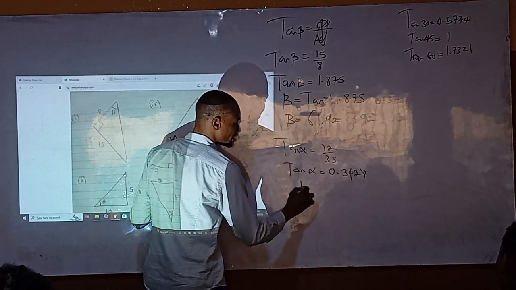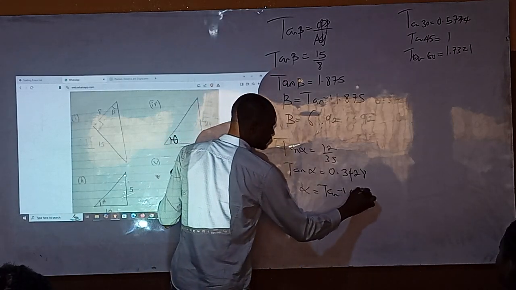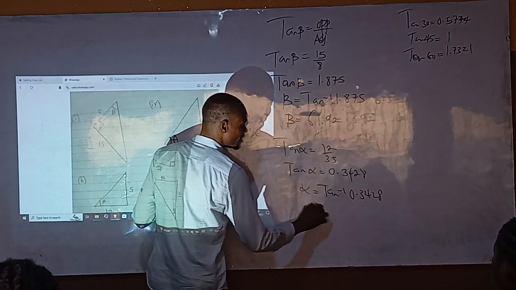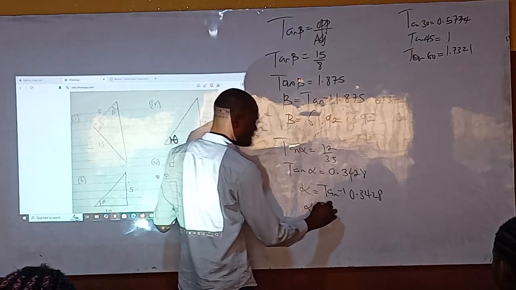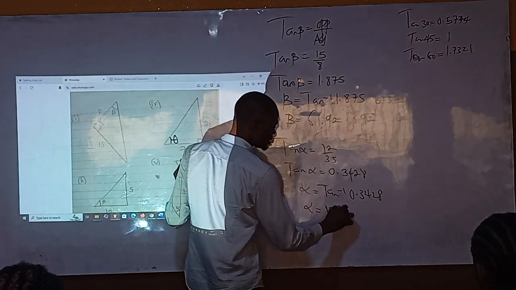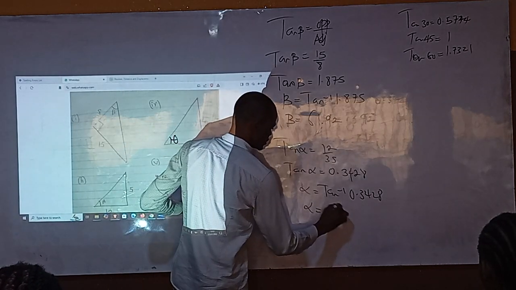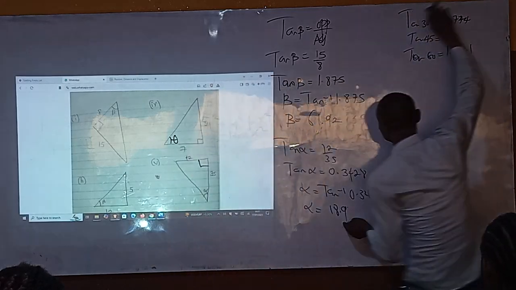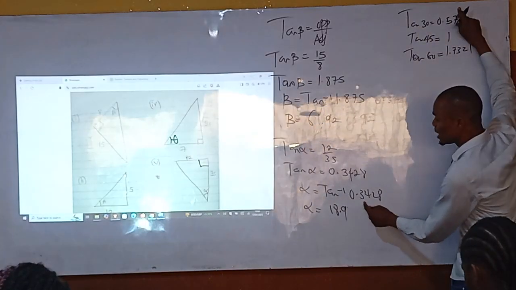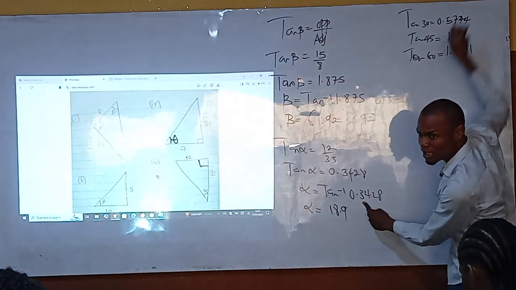0.3428, right? Take the inverse. Alpha is now shift tan of 0.3428. That is 18.92 degrees. And then look at it. Tan 30 is 0.5774. So now you check the alignment of this value and this value.